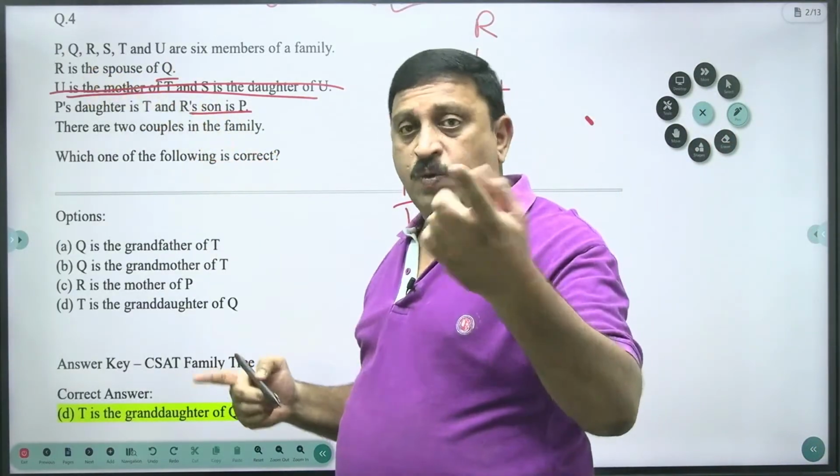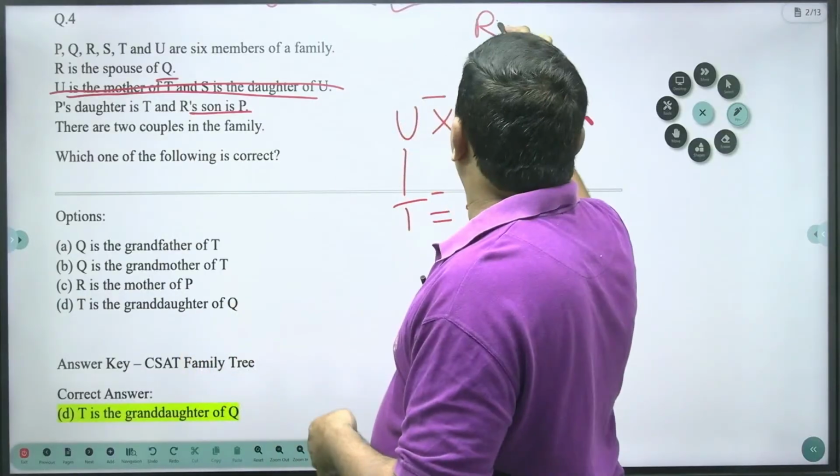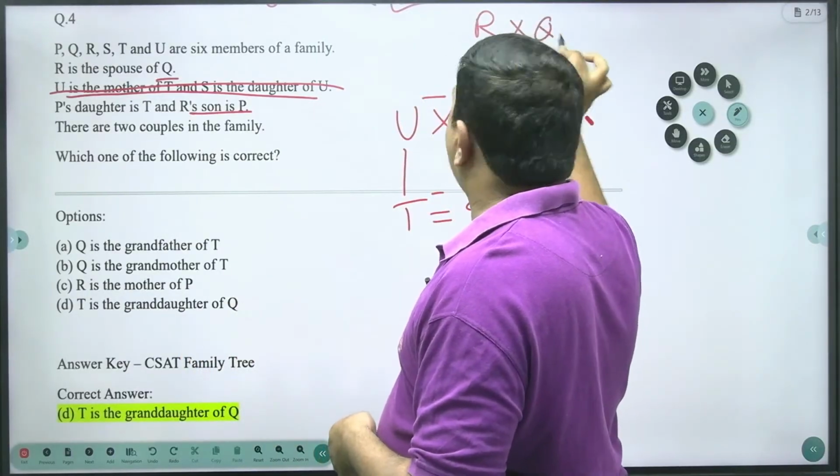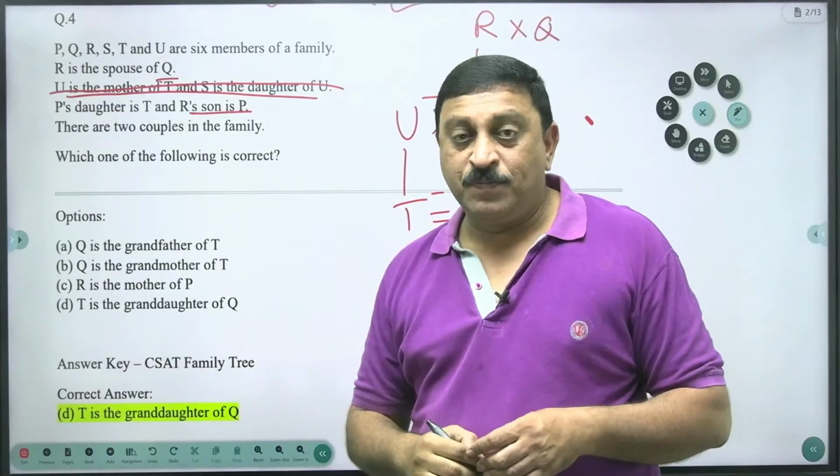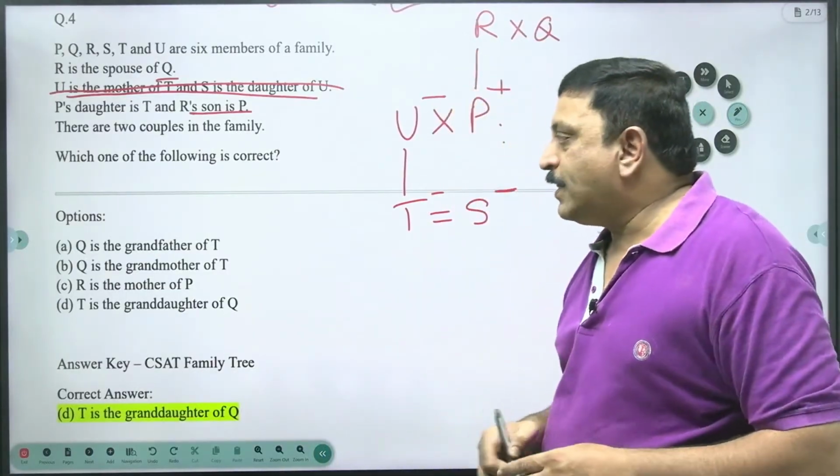R is spouse of the Q. Spouse means wife and husband. So already R is there, so it is R and Q. No doubt they are wife and husband. See how neatly they have given the options now.